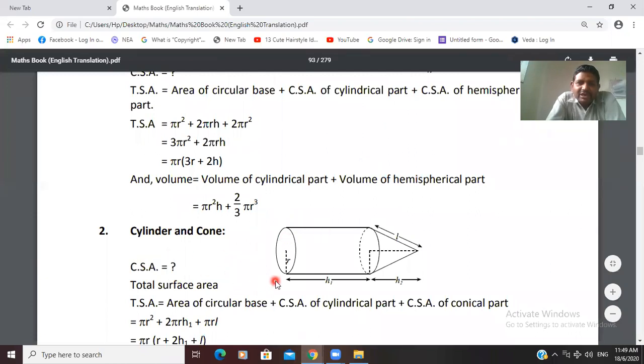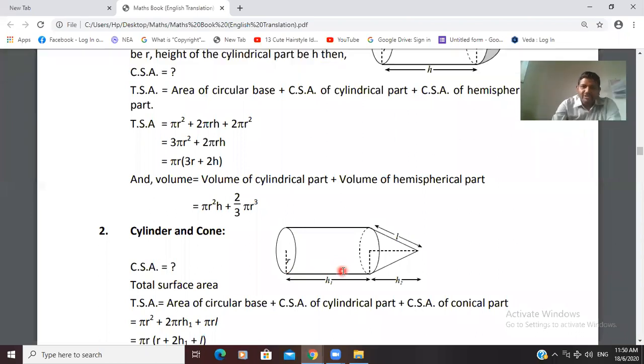I am talking about now the second combination, that is combination of cylinder as well as cone. When we combine the cylinder and cone, then we get a pencil shaped solid object. Pencil is also a combination of cylinder as well as cone. A sharp pencil is the example of this solid object. Here h1 is supposed to be height of this cylinder, h2 is supposed to be height of this cone, L is supposed to be slant height of this cone, and R is the radius of circular base. That will be radius of cone also and cylinder also. So whenever we combine two solid objects, their radius of circular base will always be the same, equal.